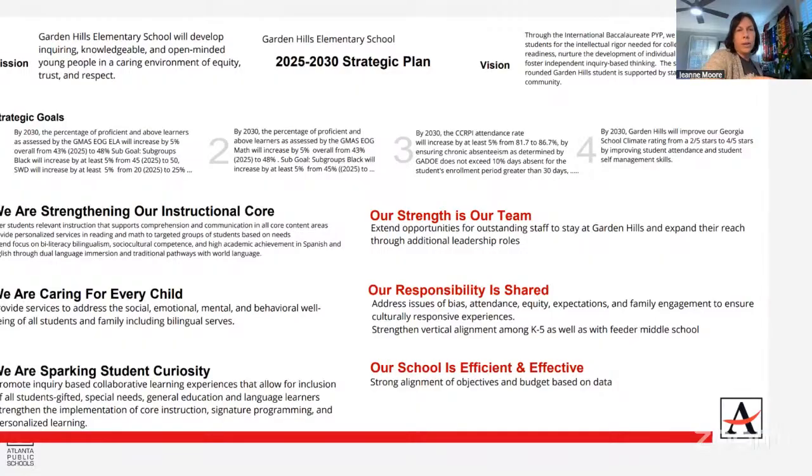Okay, does anyone have any further discussion or thoughts or questions on the strategic plan? Or do you need another moment to keep rereading it? Well, I'm looking at the form that was sent to us, and there's one that says English through dual language immersion and traditional pathways with world language. Like there's no verb there. I'm not sure what that one means.